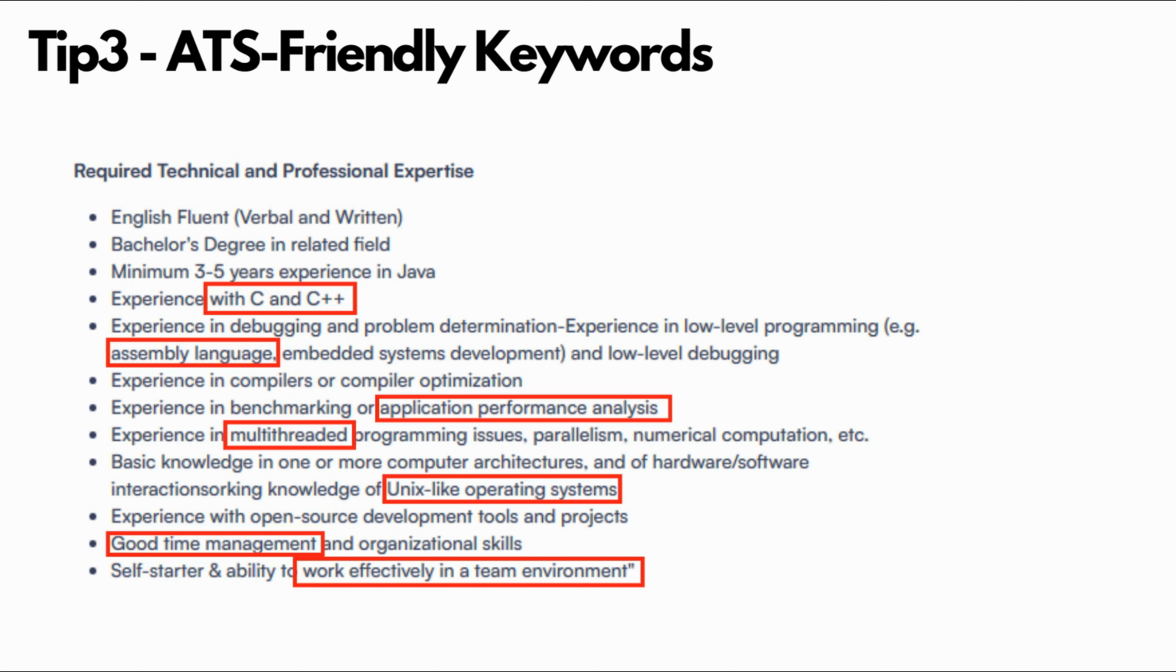So these are the things that you can directly use in your resume. Keywords like C or C++, assembly language or multi-threading, the Unix-like operating system, or in the soft skills, you can add good time management skills or team collaboration skills. The interviewer will check based on those keywords, and your resume will be filtered. So this is the way that you can use keywords that are ATS friendly, and based on your job description, your resume should be aligned.